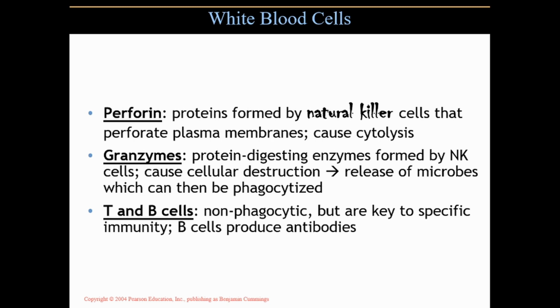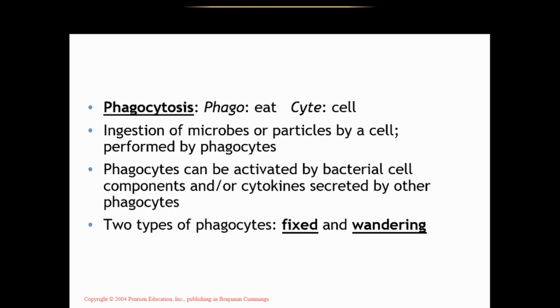T and B cells are non-phagocytic, so they do not break cells down. They don't break down the pathogens. They're non-phagocytic, but they're key to specific immunity through their production of antibodies and other immune system chemicals, which we'll talk about in chapter 17 later.